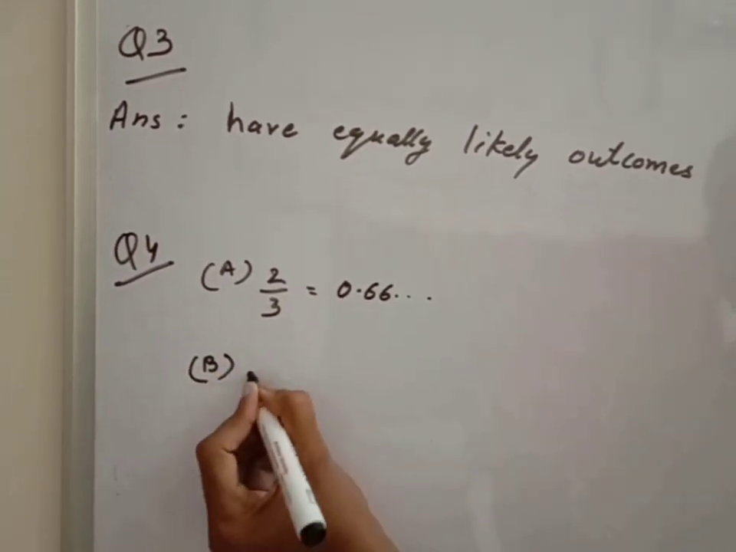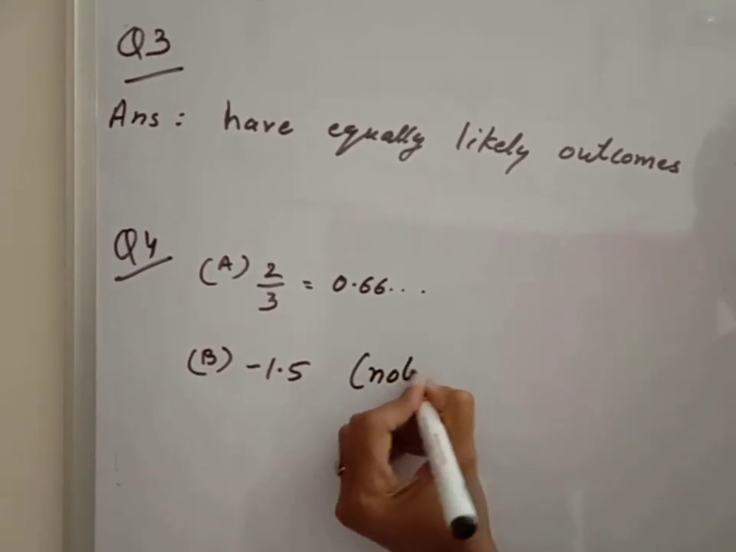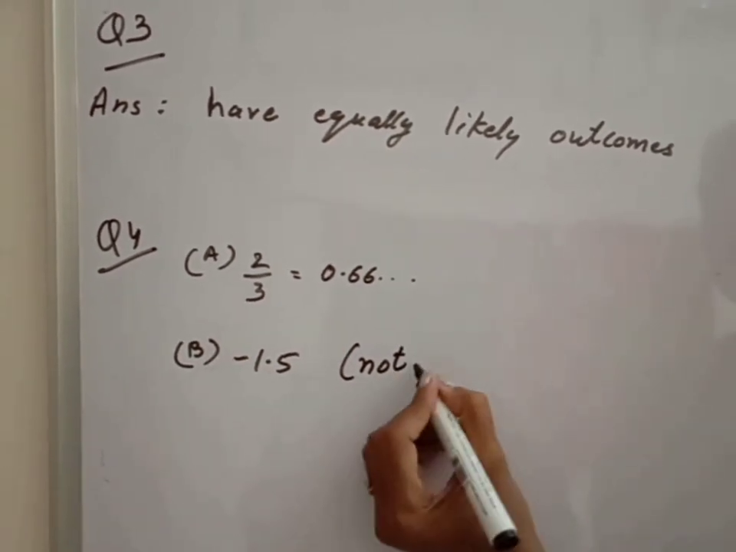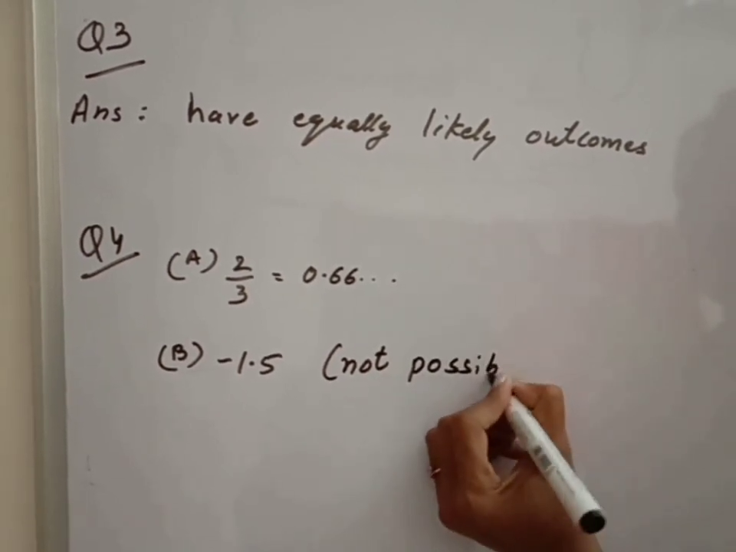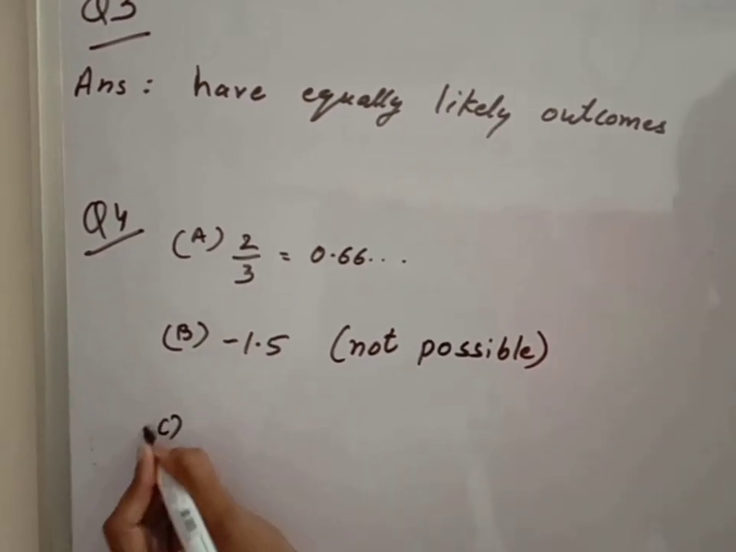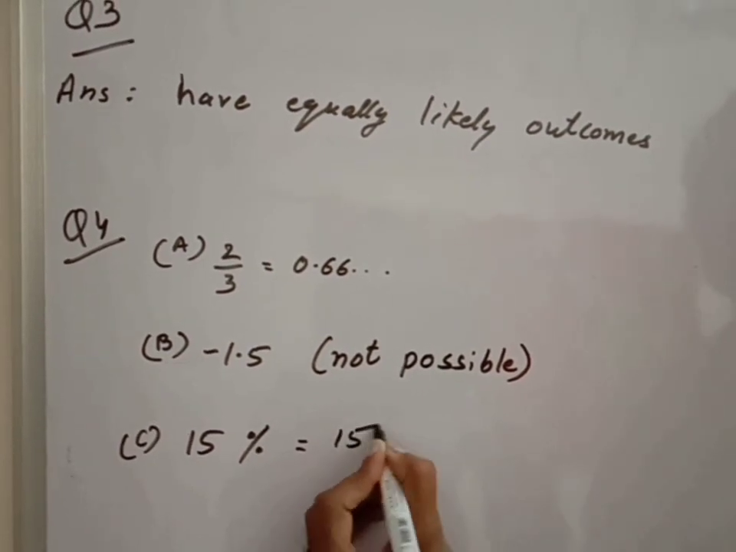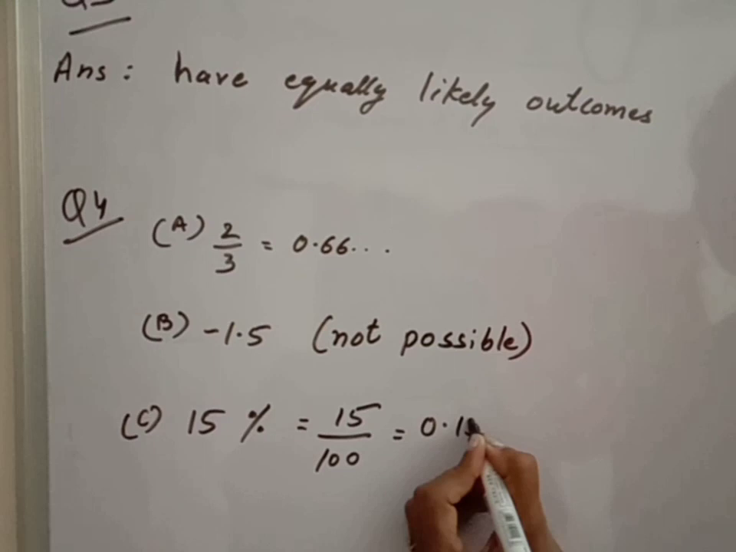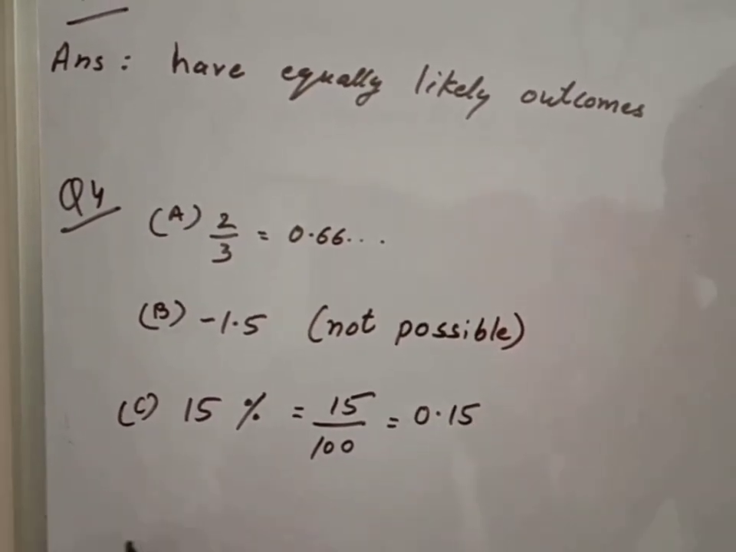The second option is minus 1.5. So not possible. Why? Because probability can never be negative. So B is not possible. Now let's check C also. The C is 15%. 15% means 15 divided by 100, so it is 0.15. It is also less than 1. Okay, so it is also possible.